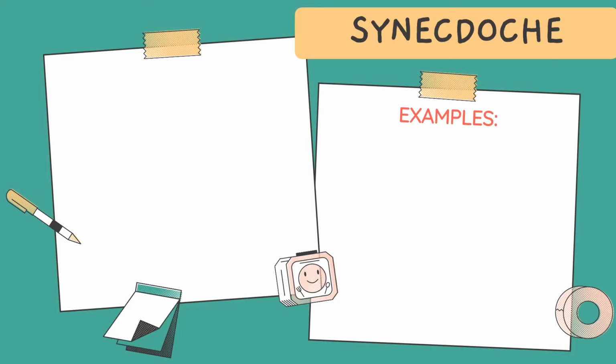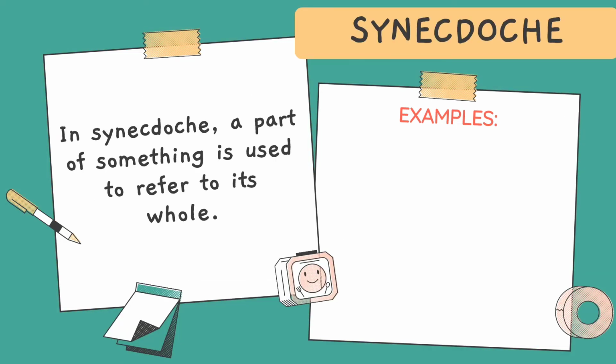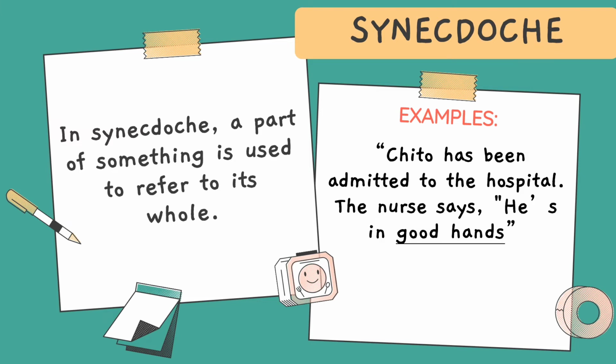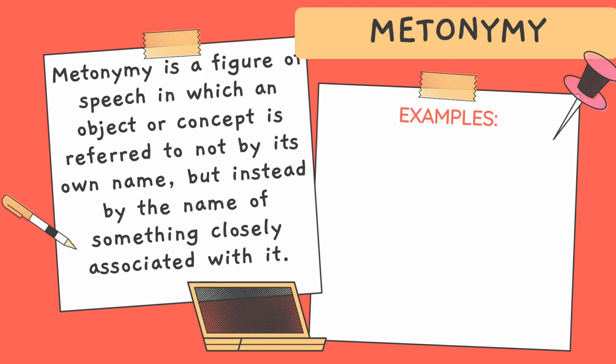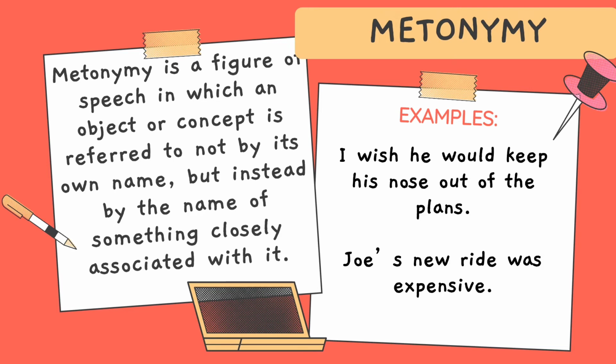Then we have synecdoche. In synecdoche, a part of something is used to refer to its whole. For example, Chito has been admitted to the hospital. The nurse says he's in good hands. And we have metonymy. Metonymy is a figure of speech in which an object or concept is referred to not by its own name, but instead by the name of something closely associated with it. Examples are, I wish he would keep his nose out of the plants, and Joe's new ride was expensive.